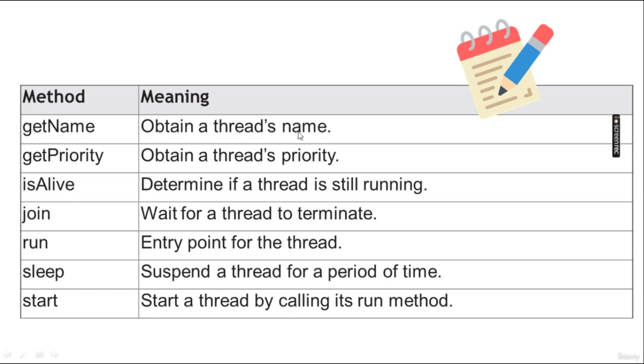These are the methods: getName, obtain a thread's name; getPriority, obtain a thread's priority; isAlive, determine if a thread is still running; join, wait for a thread to terminate; run, entry point for the thread; sleep, suspend a thread for a period of time; start, start a thread by calling its run method. So these are the methods of multi-threading.